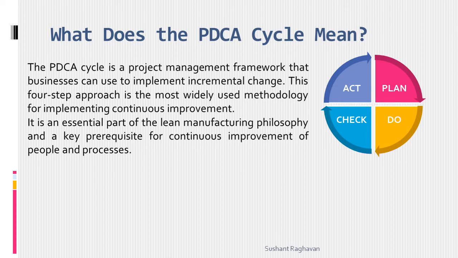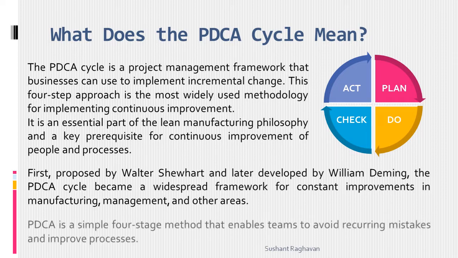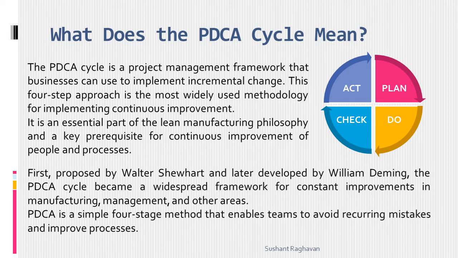It is an essential part of the lean manufacturing philosophy and a key prerequisite for continuous improvement of people and processes. First proposed by Walter Shewhart and later developed by William Deming, the PDCA cycle became a widespread framework for constant improvements in manufacturing, management, and other areas. PDCA is a simple four-stage method that enables teams to avoid recurring mistakes and improve processes.